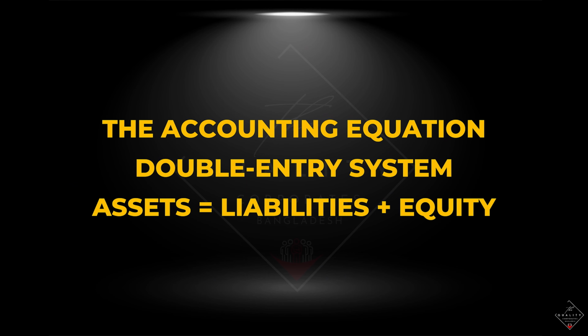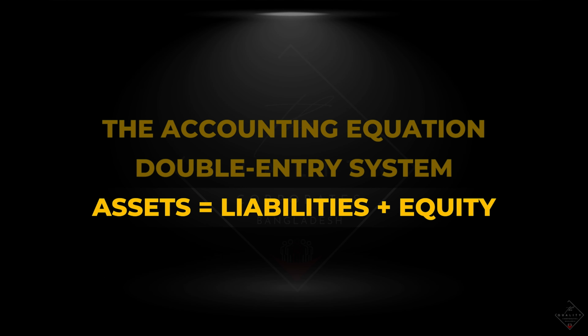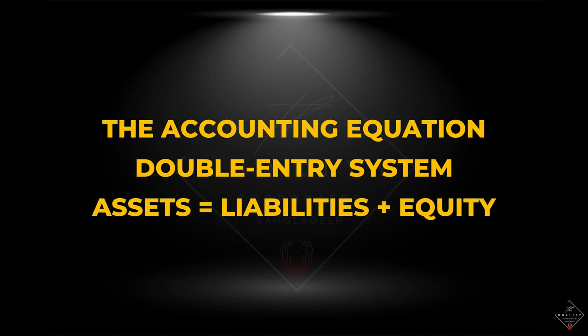It's important to note that every accounting transaction follows the double entry system, where each transaction involves at least one debit and one credit entry. This system ensures that the accounting equation, assets equals liabilities plus equity, remains in balance. In other words, the total debits must equal the total credits for every transaction.